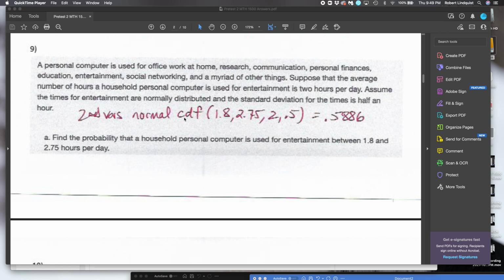Okay, second VARS normal CDF because it's normally distributed. Lower number, 1.8. Higher number, 2.75. Remember, it's always lower, higher. Mean, which is 2. And standard deviation, which is 0.5. Put the numbers in, crunch them out, you get 0.5886.